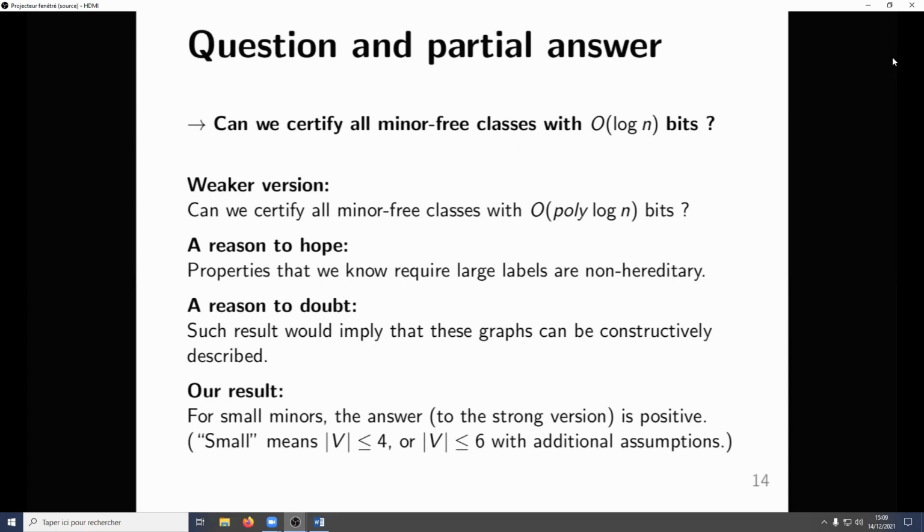But on the other hand, this is very far from understanding all the minors. Okay. But it's an indication that it's a conjecture that might be true and that it's interesting.